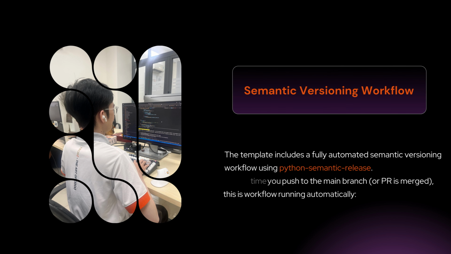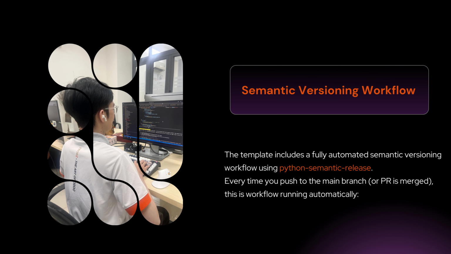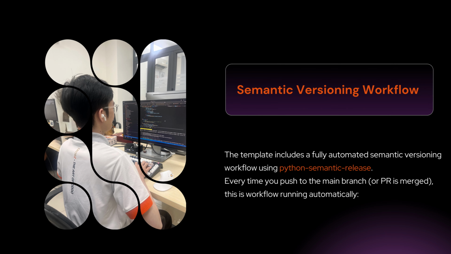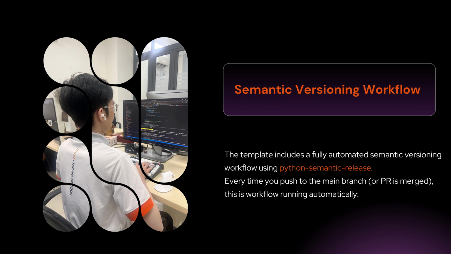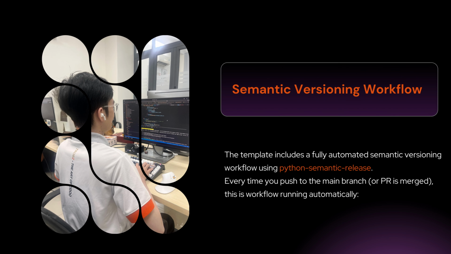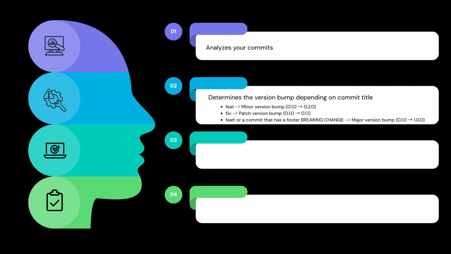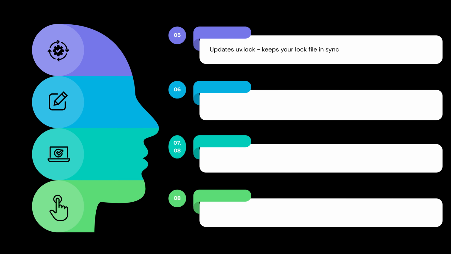Semantic versioning workflow. The template includes a fully automated semantic versioning workflow using Python semantic release. Every time you push to the main branch, or a PR is merged, this workflow runs automatically. First, the workflow analyzes your commits. Second, it determines the version bump based on the commit title. Third, it updates the version in the pyproject.toml file, so you do not need to do it yourself. Fourth, it generates or updates the changelog.md file. Fifth, it updates the UV lock file to keep the lock file in sync.